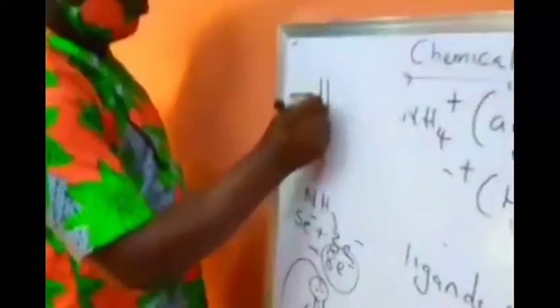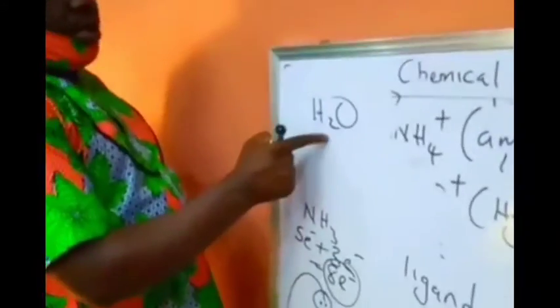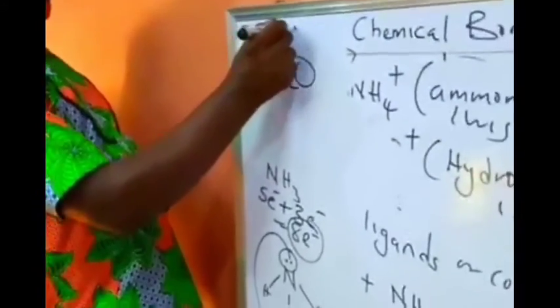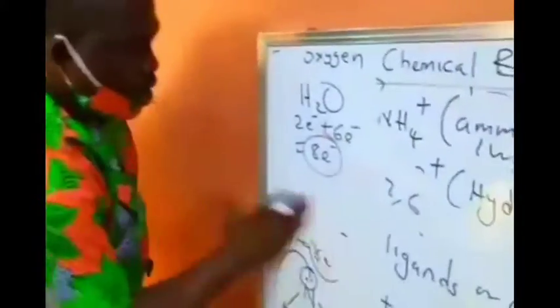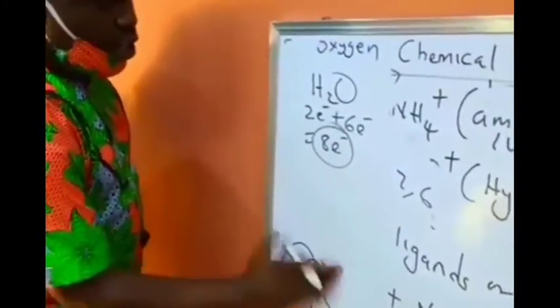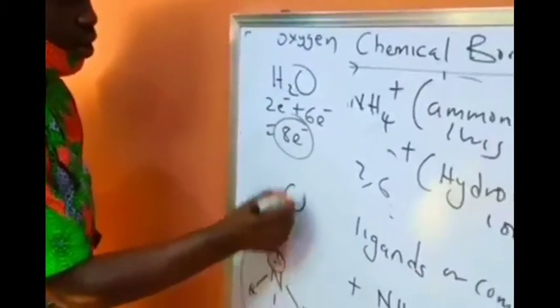Look at water, for example. What's the central atom here? Oxygen. The total electrons here is 6. Oxygen is 8, 2, 6. So you have 8 electrons. Okay, now let's draw oxygen. Drawing oxygen, you have this.